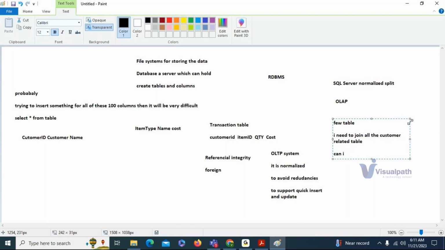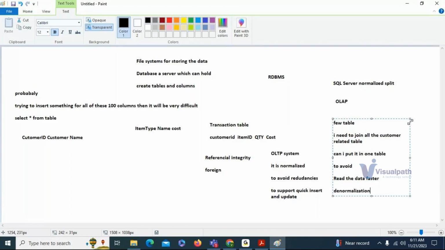Can I put it in one table? Put it in one table to avoid more joins. Because whenever a reporting person is trying to do analysis, he needs to read the data faster. So we need to do the denormalization.